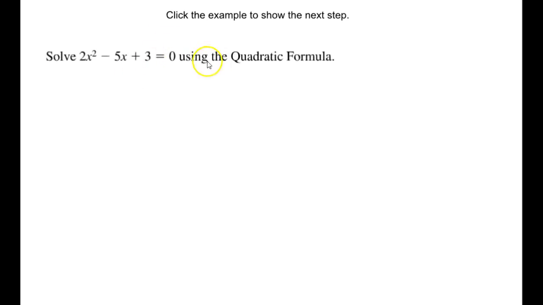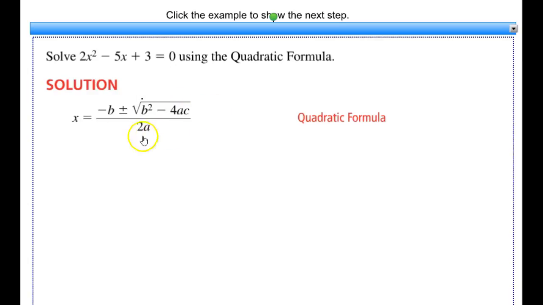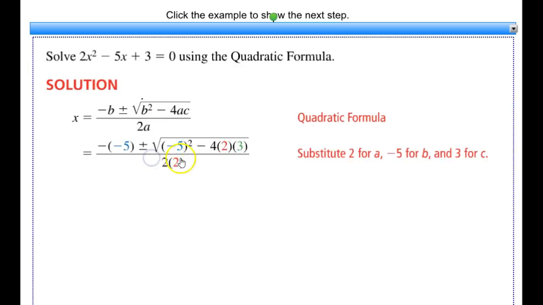So now let's actually go ahead and use this quadratic formula. The first thing I need to know is what my a, b, and c are, and then I can plug them into the quadratic formula. Okay, so here's my quadratic formula, negative b plus or minus the square root of b squared minus 4ac all over 2a. Now I substitute in the values, and always when I'm substituting, use those parentheses. So my a was 2, my b is negative 5, and my c is 3. So I substitute in and then I simplify.